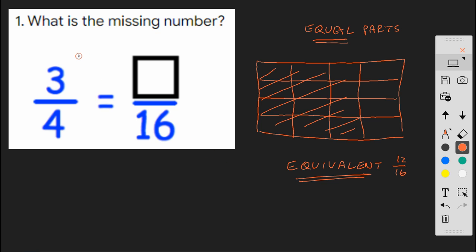So let's have a look at how we actually do this maths here. We've done the same thing to the top and to the bottom. So we split each of the pieces into 4 to get from 4 to 16, and we did the same with the 3 that were shaded. So we did the same thing to the top and the bottom. What have we done here? To get from 4 to 16, we've multiplied by 4. To get this number in the box here, we need to do the same to the top.